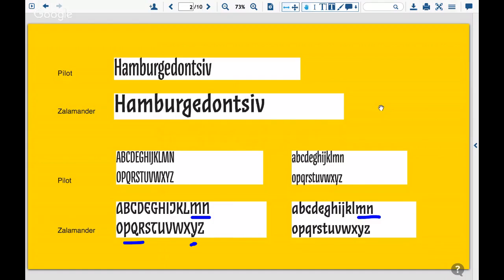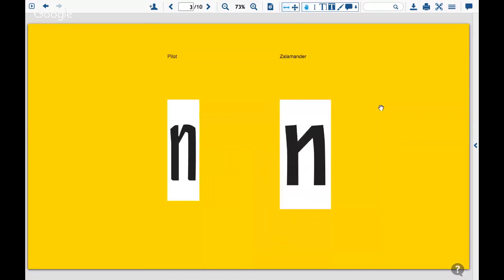Cool. Got it. All right. So, Erin, what's the first thing you notice when we look at the lowercase n's between the two? Woo! Yeah, they're so cool.